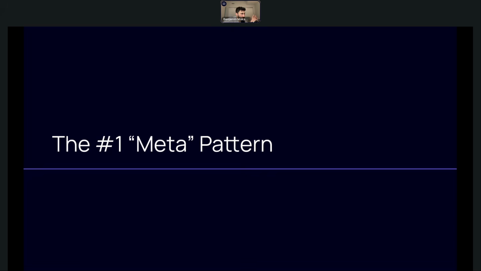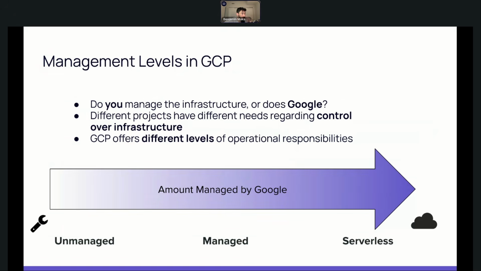First I'm going to talk about the most important meta pattern that you should memorize and get drilled into your brain. If there's one rule that I would suggest someone think about or digest in order to most effectively guide their answering of Google questions on GCP exams, it would be the one in this section. And that is thinking about management levels in GCP.